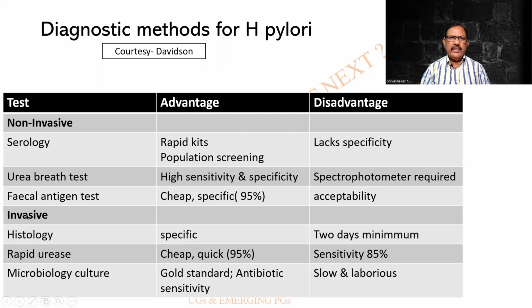Then we go to the invasive test, histology. It is specific and it takes a few days, at least 2 days for it to be processed and diagnosed. Rapid urease test is cheap and quick, but it lacks that amount of sensitivity. And microbiology culture is supposed to be the gold standard. And also antibiotic sensitivity test can be performed by it. But it is a slow and a laborious process.